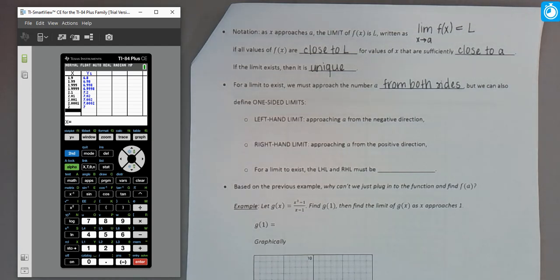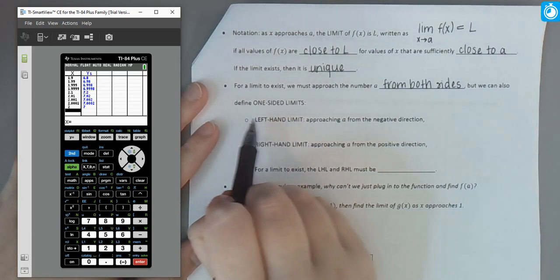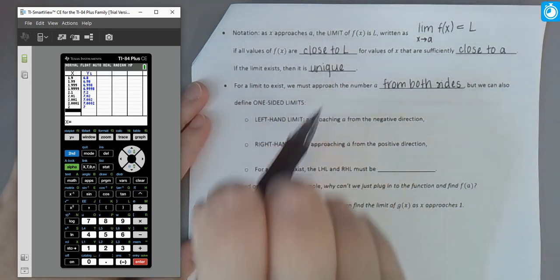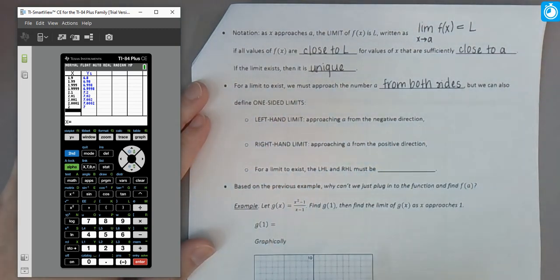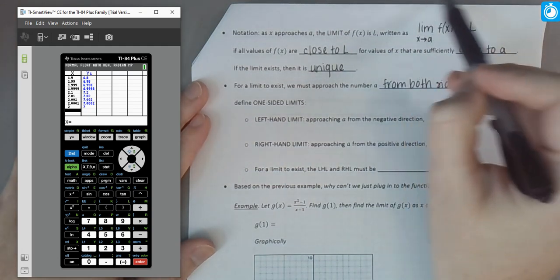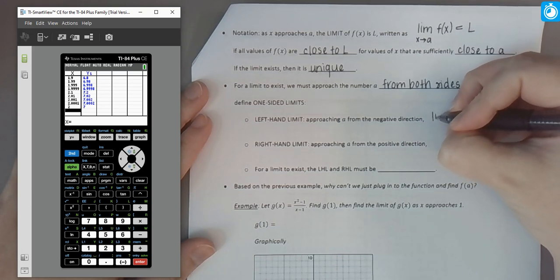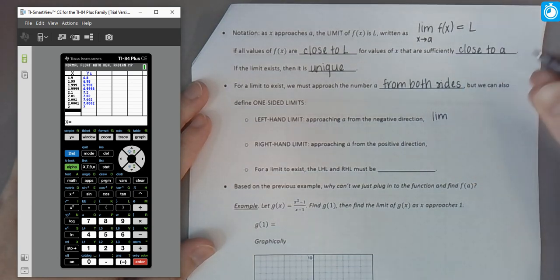That being said, we can also define something called a one-sided limit. If all we care about is looking on one side versus the other side of our particular x value, then we'll use what we call a one-sided limit. So a left-hand limit allows us just to look at what's happening on the left-hand side of a number as we approach from the negative direction. And we're going to use essentially the same notation with one particular addition. So we're going to use the same limit notation.